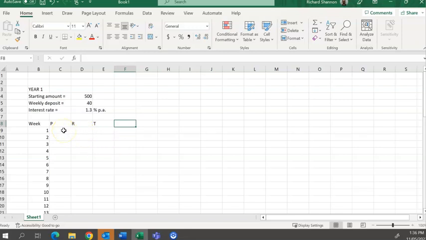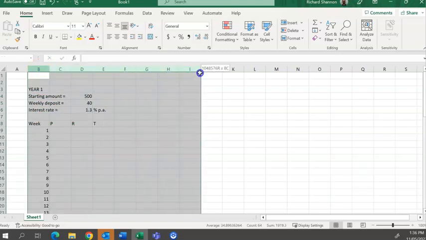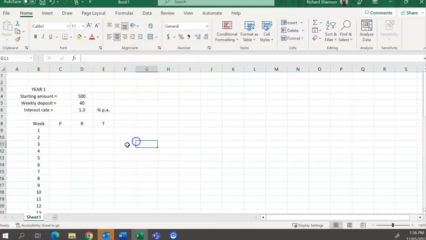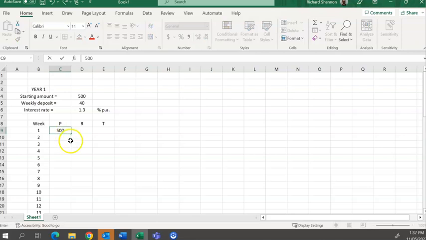By the way, I'm going to center everything because that's annoying me. There we go. So P is how much is in the account. If you just type 500, that's fantastic, but I want it to read what's in that box, so if I change this box, it's going to change with it. This is what you do. You go equals, and then click on the 500, and it says D4. That's what you want. Enter.